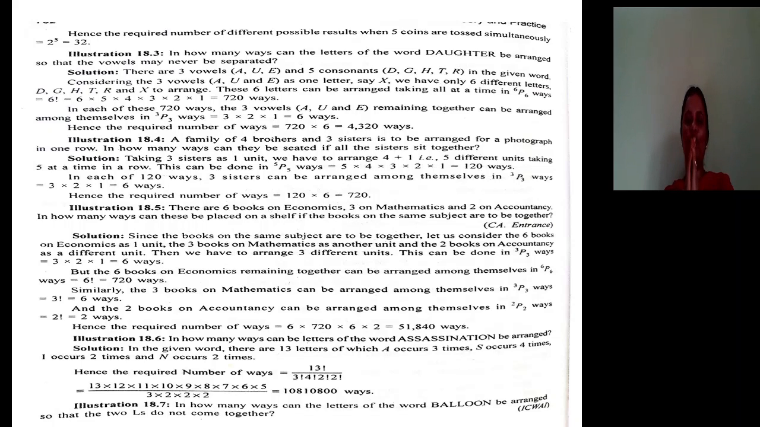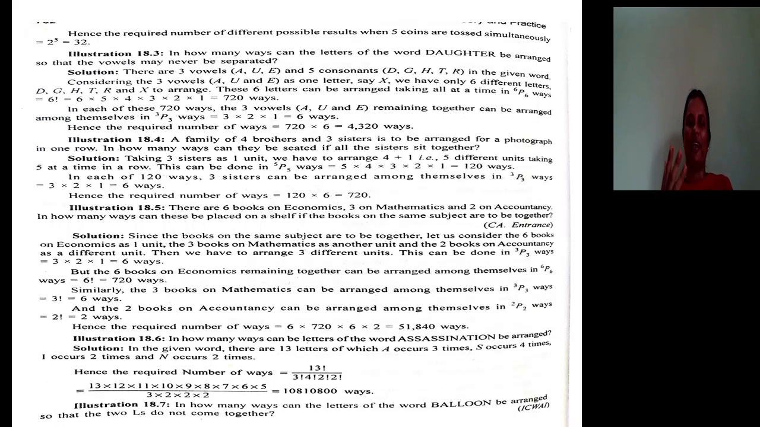For example, assume that there are 6 sisters and 3 brothers. We should make an arrangement in such a way that brothers and sisters should not be separated. Means, brothers should be together, sisters should be together. They should not be separated.